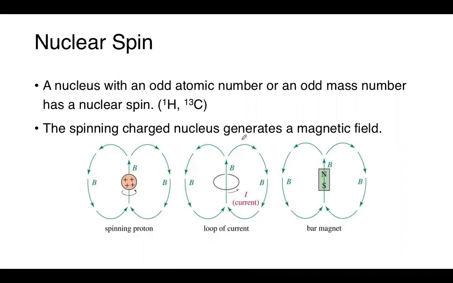The spinning charged nucleus generates a magnetic field. So in the case of a proton, if we actually have nuclear spin, like in the case of our hydrogen, it creates its own magnetic field because it can have a particular dipole direction. Magnetic fields are typically given the letter B. This is just B, not B0. B0 is the applied magnetic field. This B is the proton or the nucleus's magnetic field.